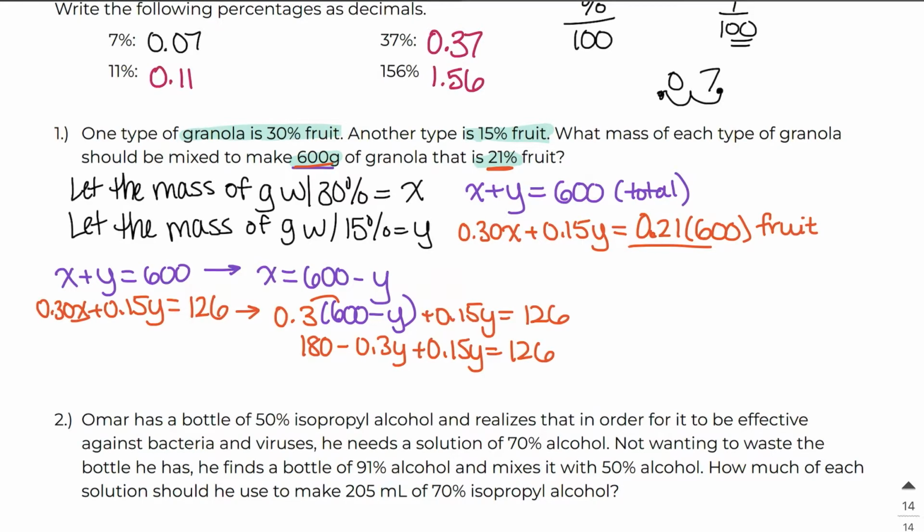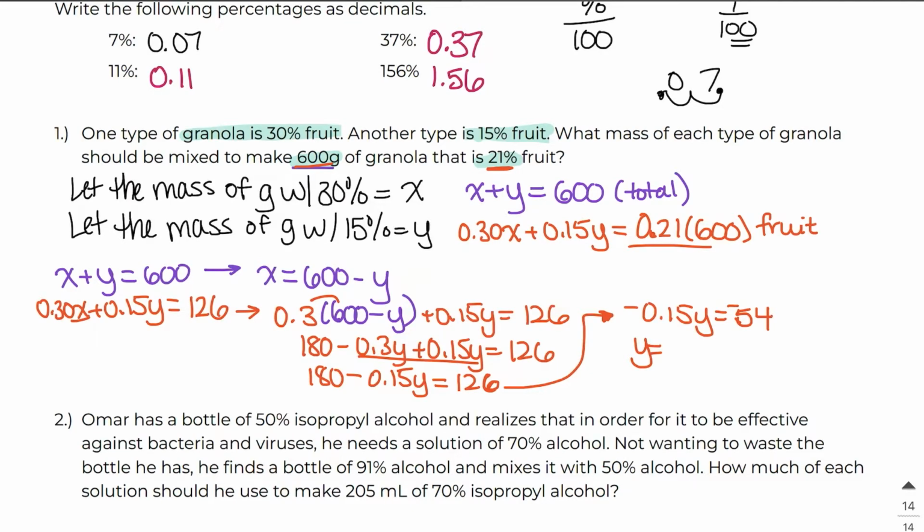So put these two together, I would end up getting 180 minus 0.15y equals 126. I'll bring this over here for the sake of space, and I'm going to subtract the 180 from both sides. So I get negative 0.15y would be equal to negative 54. Divide everything through by negative 0.15, and here I would end up getting 360.